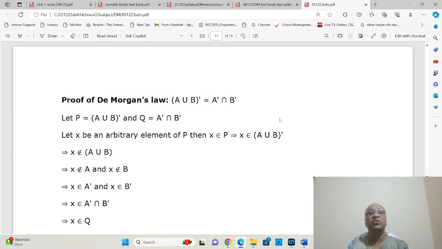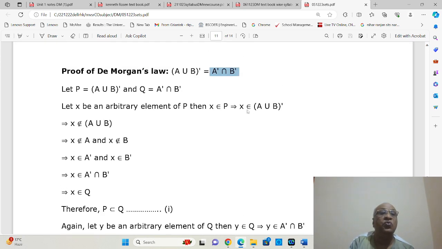So let us try to give the proof. What we have to prove? We have to prove this. We have taken A union B first, and the entire A union B we have taken the complement. So this is the complement of A union B. Now we should prove that it is equal to A complement intersection B complement. Okay. So let us see how this proof goes.